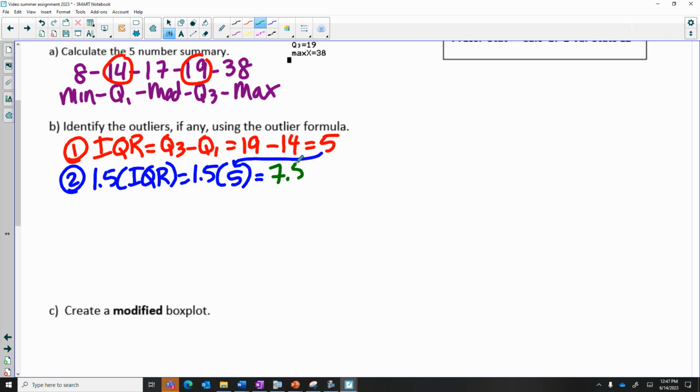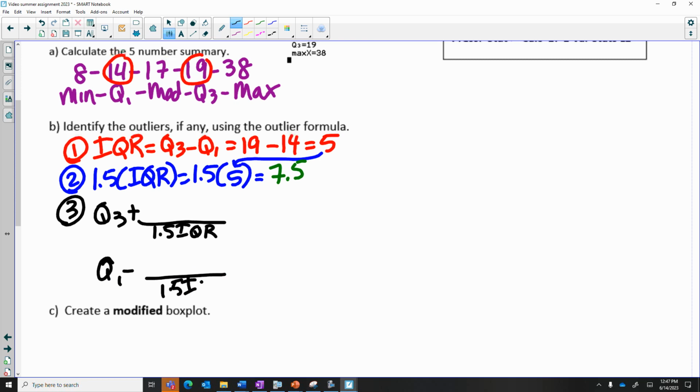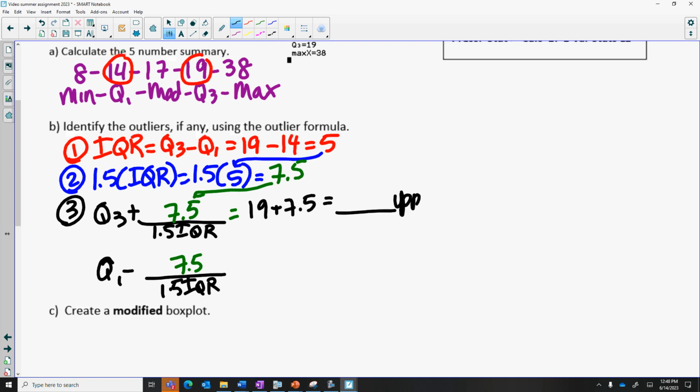Now, to get the upper boundary, we're going to do Q3 plus 1.5 IQR. And then to get the lower boundary, we're going to do Q1 minus 1.5 IQR. Okay, so 1.5 IQR was 7.5. So we're going to do Q3 plus 7.5 and Q1 minus 7.5. All right, so Q3 was 19. 19 plus 7.5 is going to be my upper cutoff or upper fence for outliers. And my Q1 was 14, minus 7.5 is going to be my lower fence or lower cutoff for outliers.